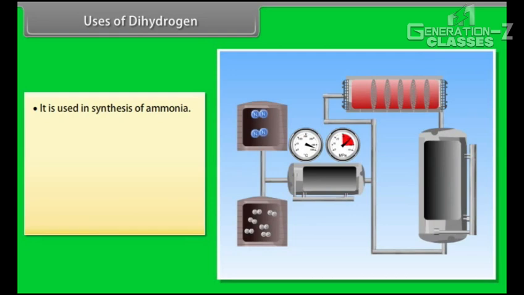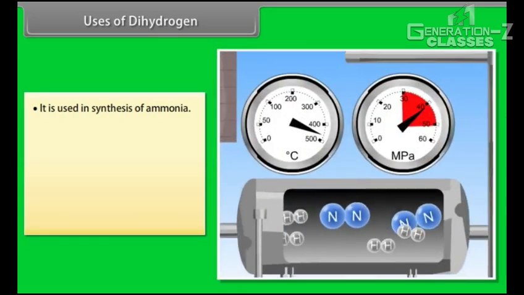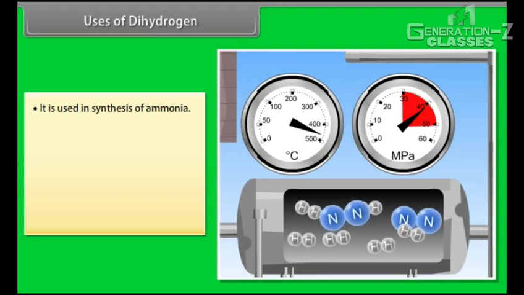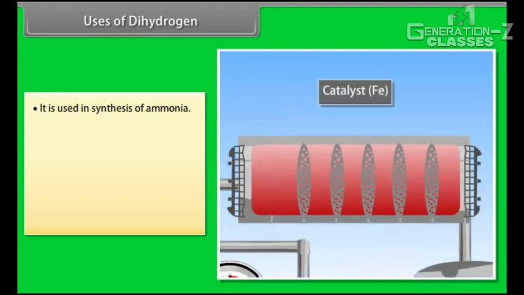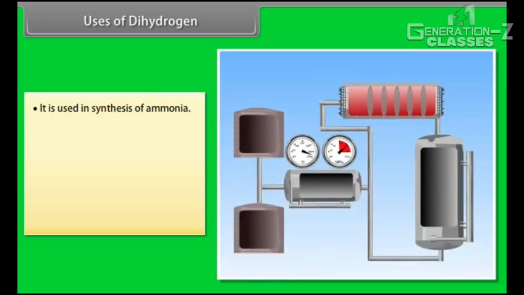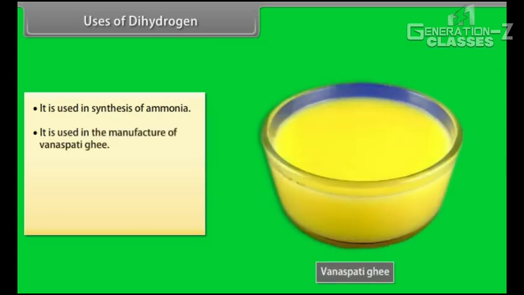Uses of dihydrogen. It is used in the synthesis of ammonia. Nitrogen and hydrogen are passed to a heater, where they are heated up to a certain temperature. After that, they are compressed and then passed to a reactor, where the reaction takes place. After that, the mixture is passed to a waste heat boiler, from which ammonia is cooled and then stored, and nitrogen and hydrogen are recycled. It is used in the manufacture of Vanaspati ghee.